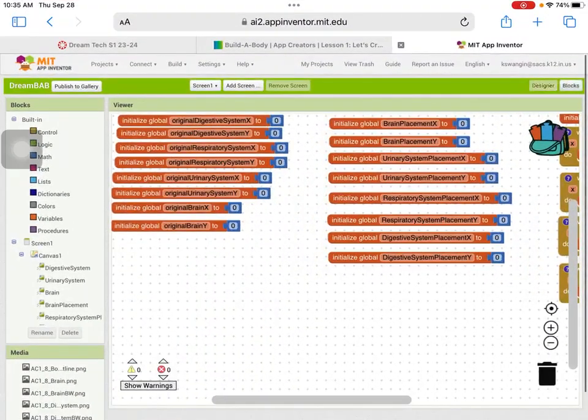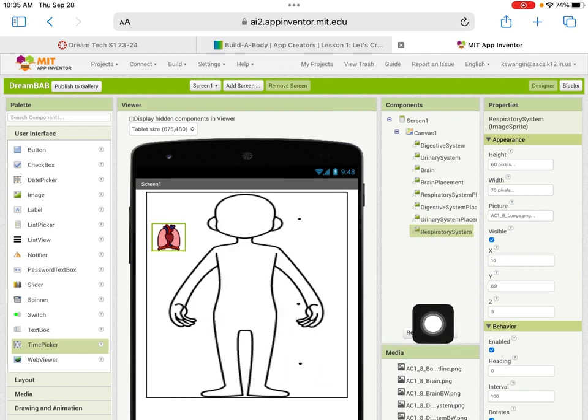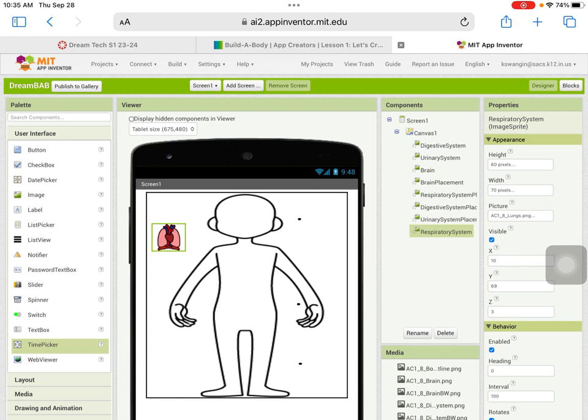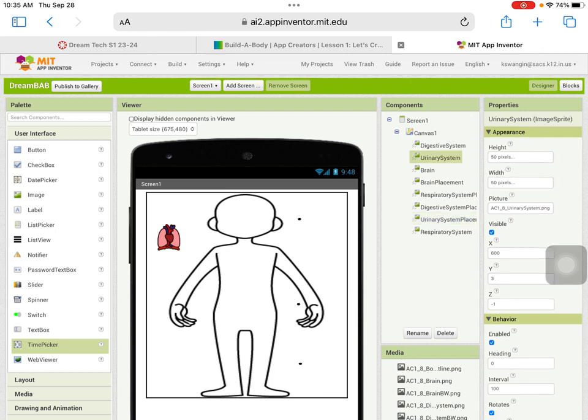On my designer view, I have to write down what each of these locations are. So when I choose digestive system, I know that I need my X at -2, my Y is 650. My brain is going to be 600 and 650. My respiratory system has 10 and 69. My urinary system has 603. Now my dots are different.